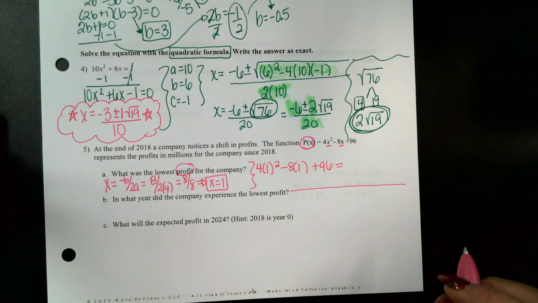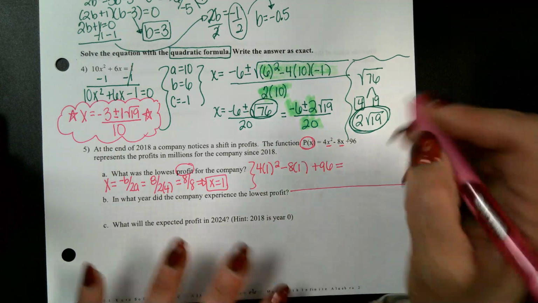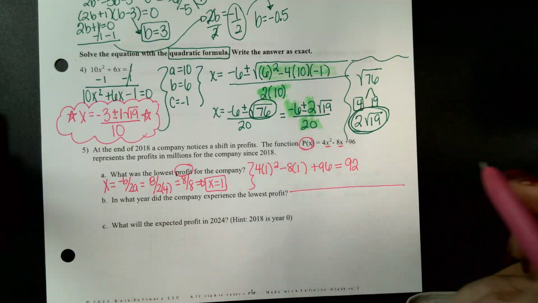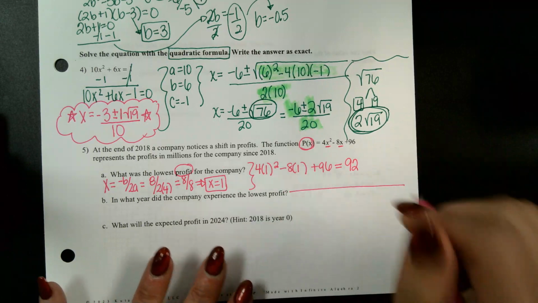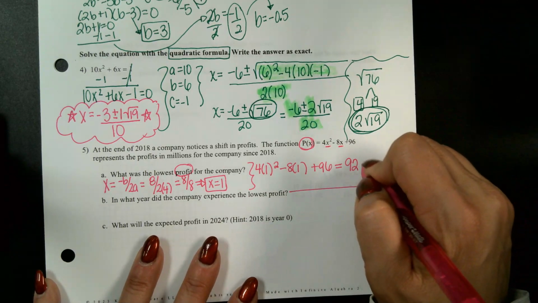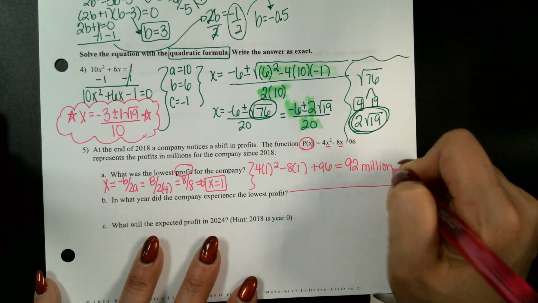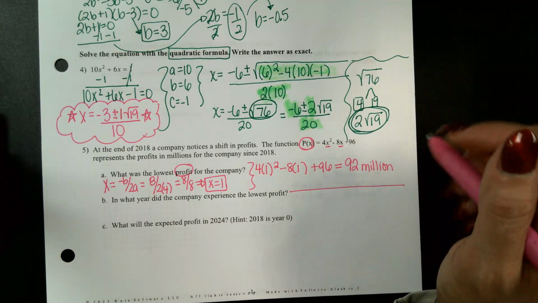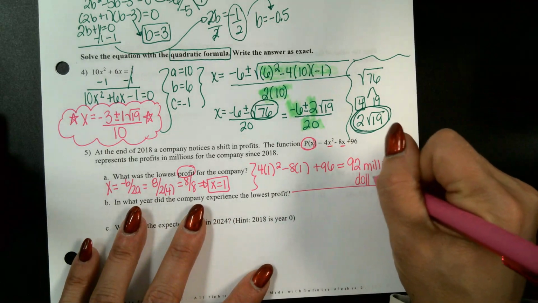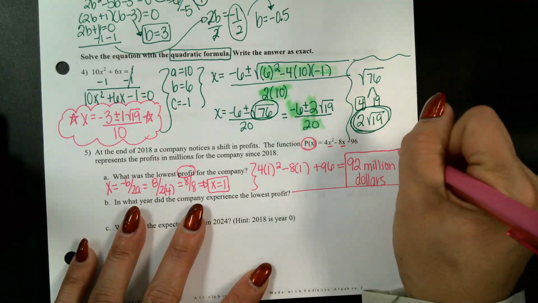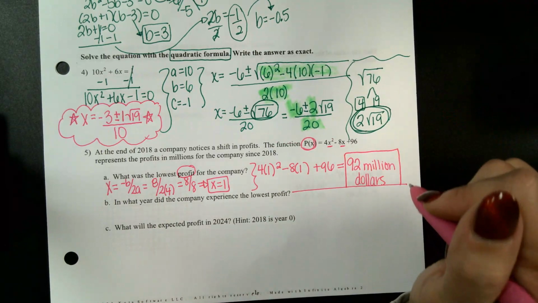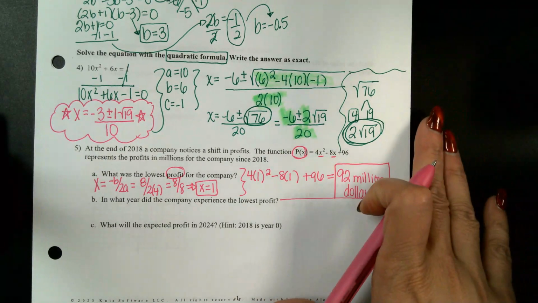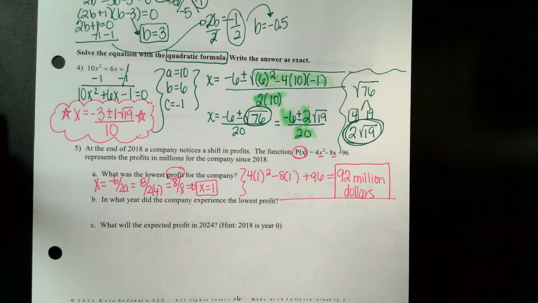Did anybody get an answer for that? What'd you get? It ended up being 92. However, what is the profit measured in? $1 million. So you need to include that. I just wrote the word million. You could put 6 zeros after it if you wanted to, but I just wrote 92 million. The lowest profit is 92 million.